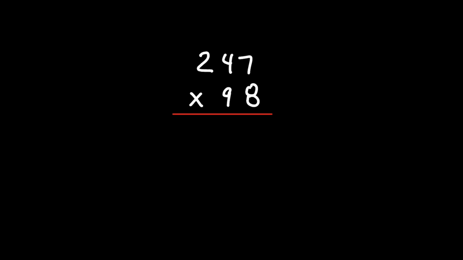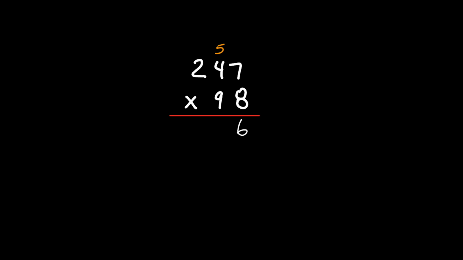The next example we have is 247 times 98. 7 times 8 is equal to 56. Next we will do 8 times 4, which is 32, and add this to 5, and we will get 37. Next we will do 8 times 2 plus 3. 8 times 2 is 16 and plus 3 is 19. Since there are no other numbers to the left, the 19 drops down.